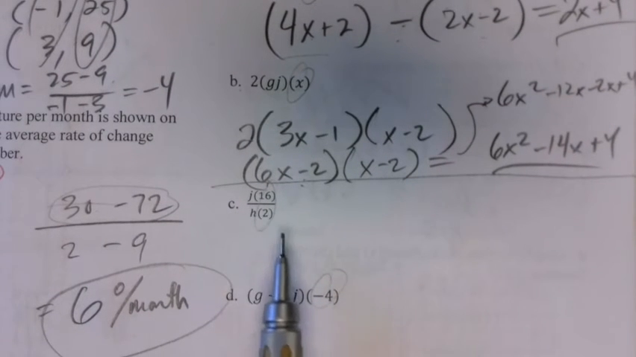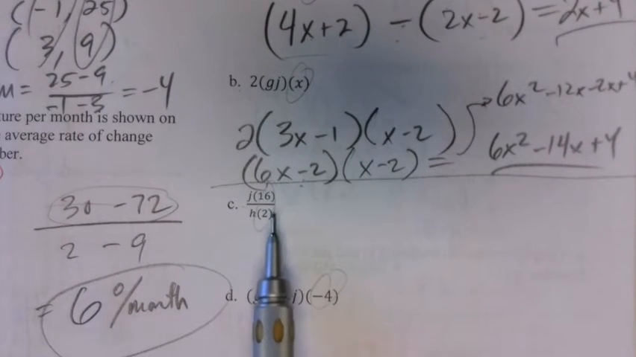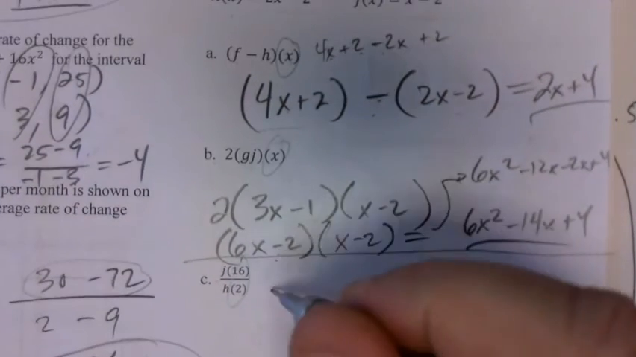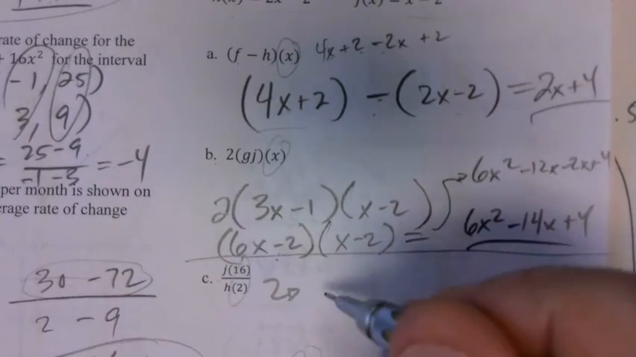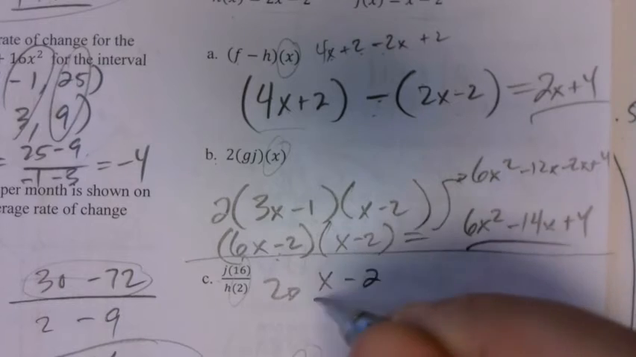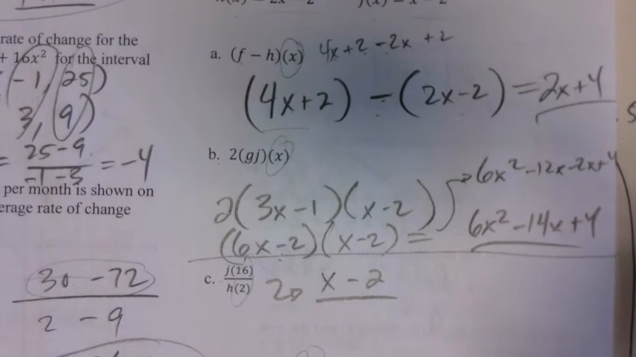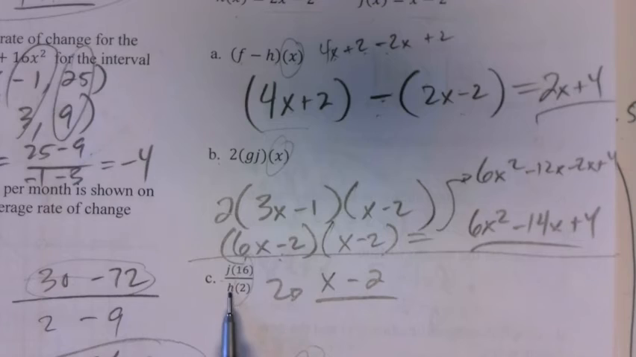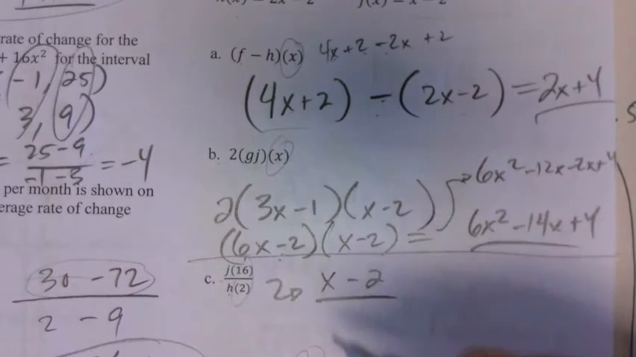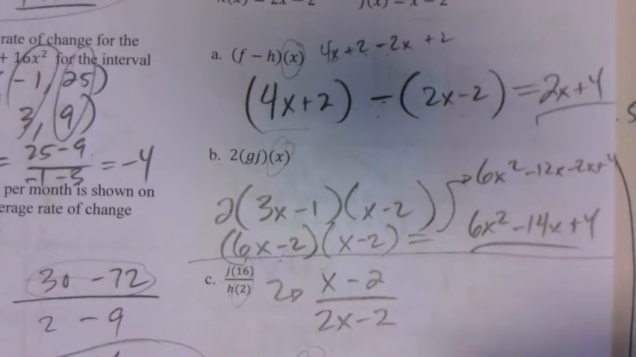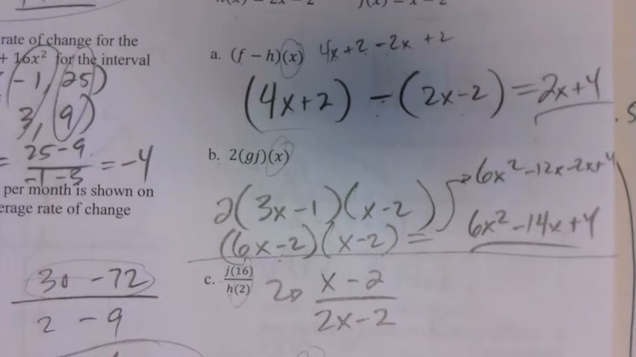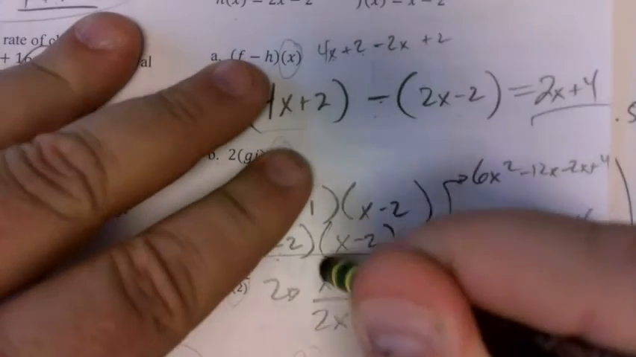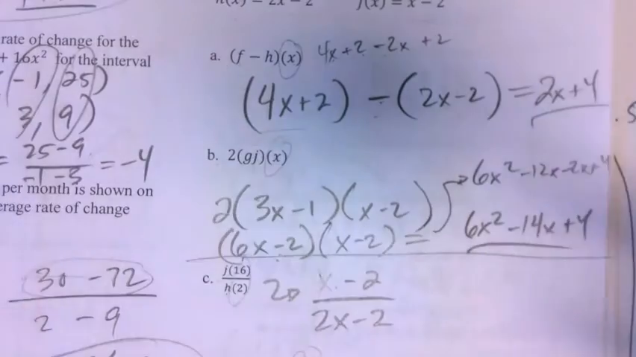Now, this is saying j of 16. J of 16, here's j, x minus 2. I'm going to do this. Don't write it down yet if you're following along. There's j of x right there, x minus 2. H is this, 2x minus 2. However, this of 16 is saying, instead of x, guess what I'm going to put? 16.